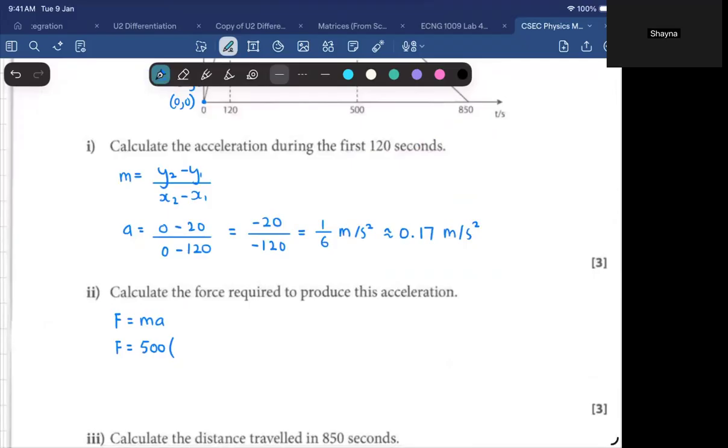So during that journey from 0 to 120 seconds, what was the acceleration? 0.17. Right, but in the calculation, what do you think I should use? Do you think I should use a fraction? I should use the 1 over 6 because that's the exact form. So what's 500 multiplied by 1 over 6? 83.33. Right, 83.33 newtons. Nice.